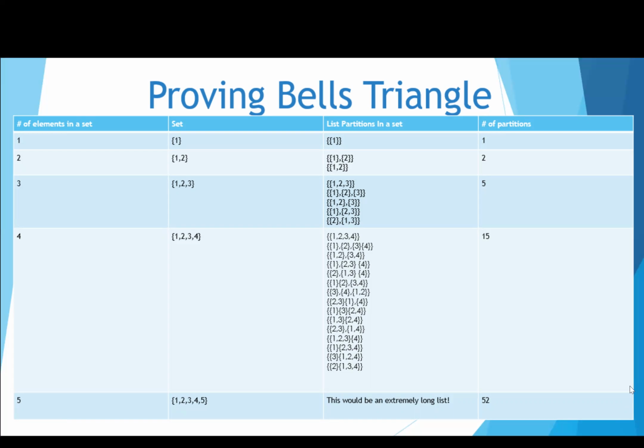And as you go down, the number is increasing. For example, the fourth row has the elements 1, 2, 3, and 4, and the number of partitions increases to 15, which is much bigger when compared to the one before that. And it goes on and on as the number of elements in the set grows.